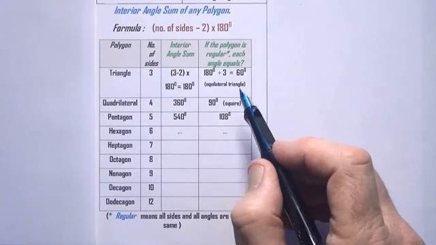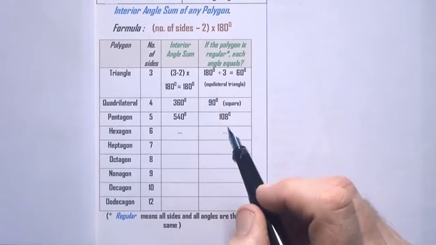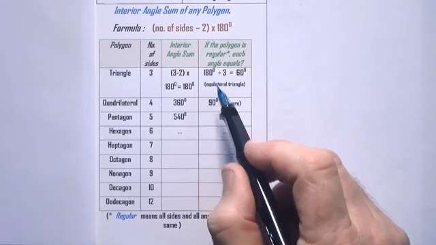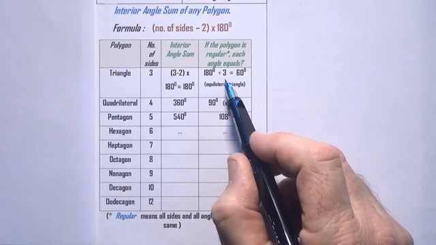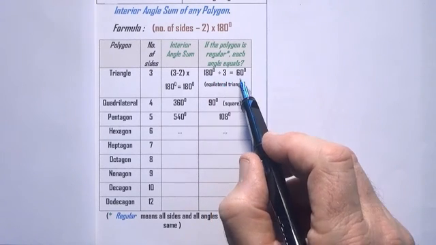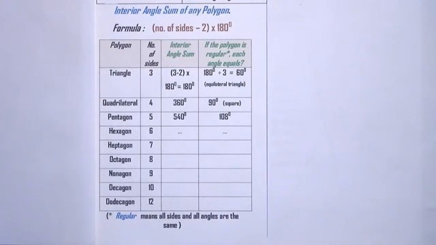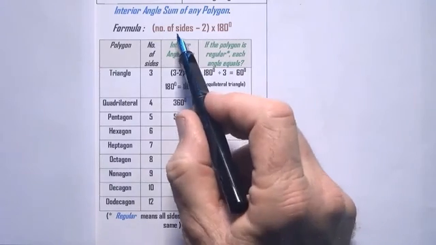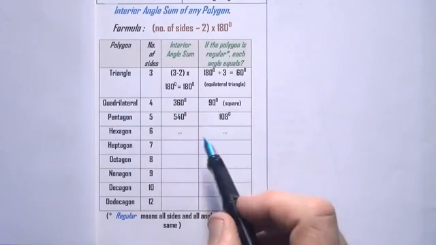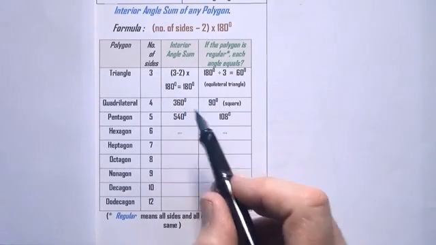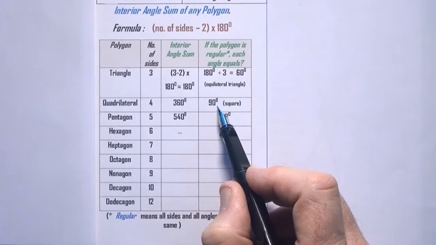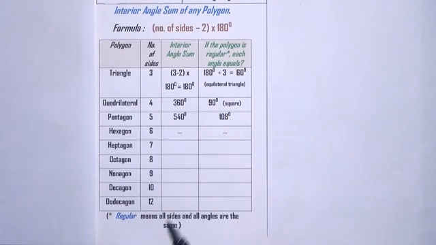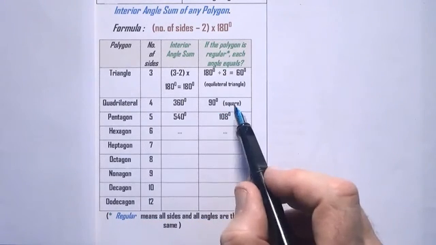So if a triangle is regular, it's an equilateral triangle. And we can divide the total number of interior degrees by the number of angles, 3, so each angle is 60. In the case of a quadrilateral, if we put this in our formula, we get 4 minus 2 is 2 times 180 is 360. And 360 divided by 4 gives us 90 degrees, and of course a regular quadrilateral is a square.